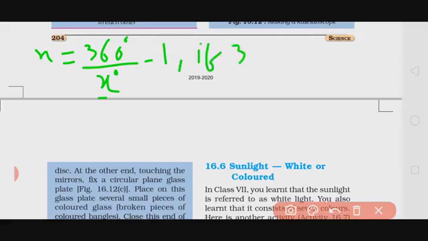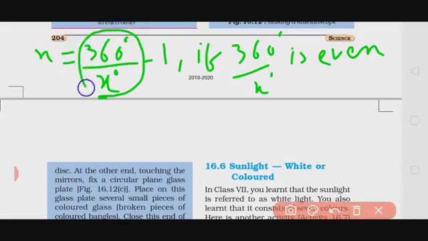If 360 degrees divided by x degrees is even, you have to subtract 1 so that you can calculate the exact number of images formed. N is equal to 360 degrees divided by x degrees minus 1.